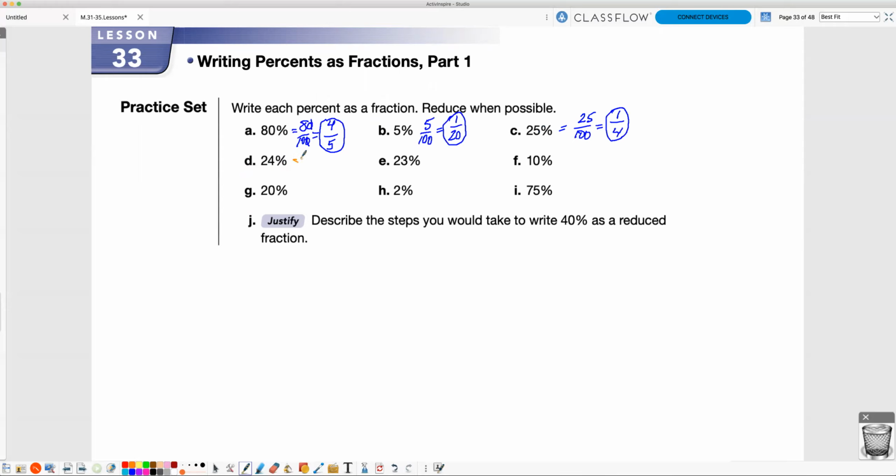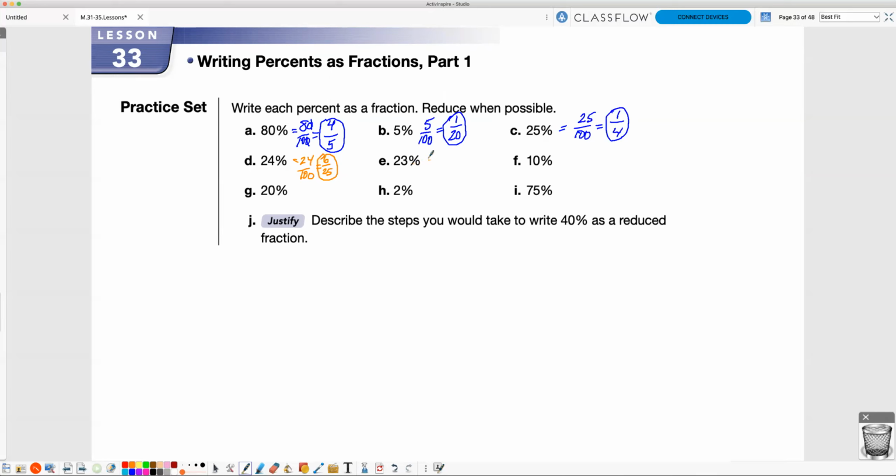This one you would end up with 24 over 100. Both of those, I don't know what the greatest common factor is off the top of my head, so I'm going to just go with 4. I know that 4 is one that they're both divisible by. 24 divided by 4 is 6. 100 divided by 4 is 25. And that looks like that would be it. That might be the reduced fraction there because there is no common factors between those. So 6/25 would be sufficient.